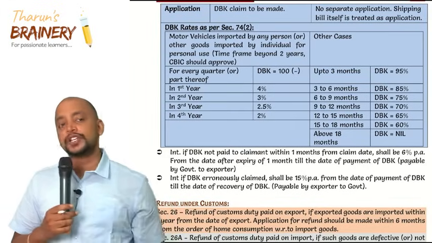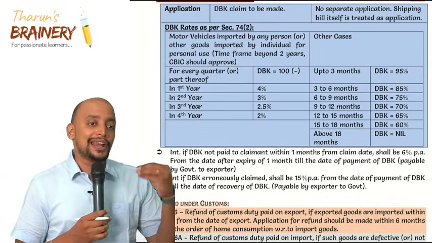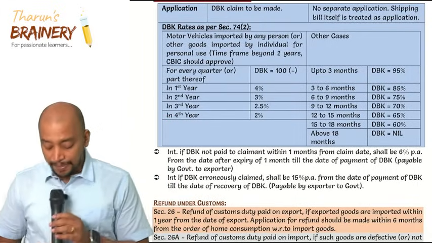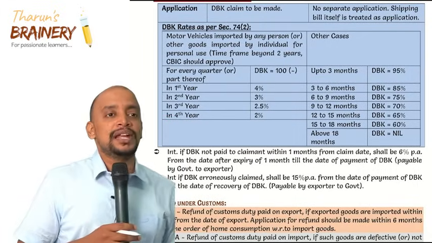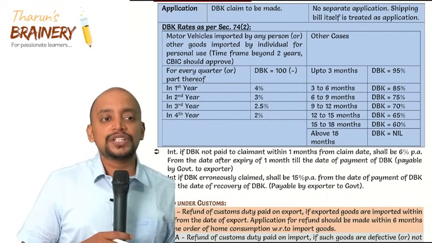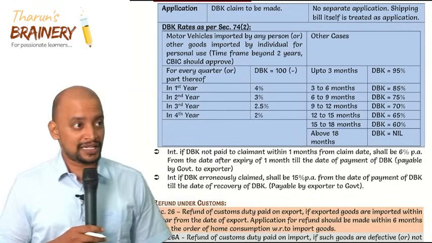After 4 years, if you export, 0. You will not get any duty drawback because the maximum period is only 4 years. This is applicable in which case? This is applicable in case of motor vehicles imported by any person and goods imported by individual for personal purpose.